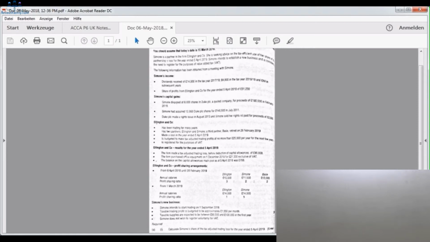And the information about Simon's new business is given after that. We are not concerned about that. Right, so we can solve this question.